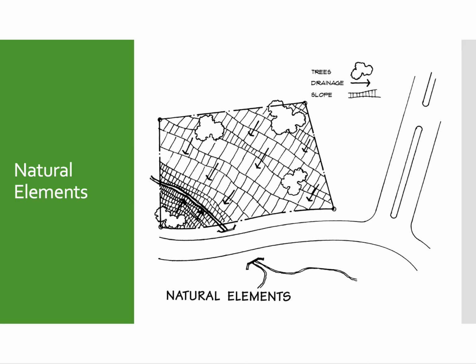What are our natural elements? How does the site drain? Where are the trees on the existing site? What else is there? There's a creek. Does it rise? Could it have potential flooding? Are we in a floodplain?